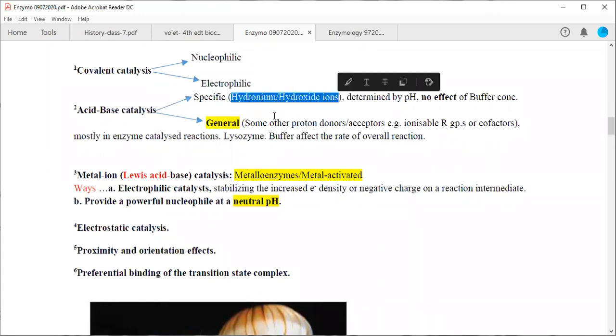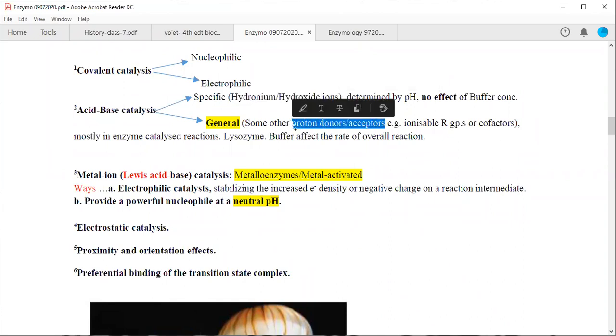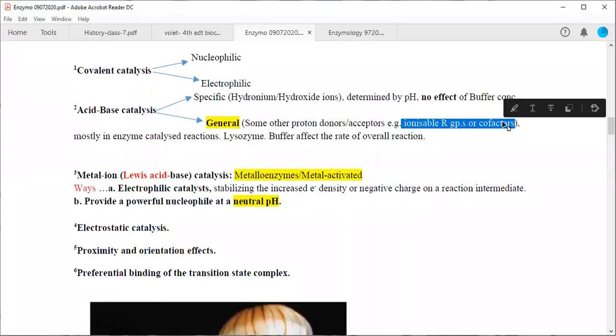But the other type is general, in which hydronium and hydroxide ions are not going to catalyze the reaction. There are some other proton donors and acceptors. These come from the protein R groups or some cofactors interacting with the enzyme itself. Mostly the ionizable R groups take part in this catalysis. This is called general because there is no hydronium ion and no hydroxide ion. Since this is an ionizable R group, it will be affected by the buffer concentration. So mostly in enzyme catalyzed reactions, we will see general acid-base catalysis.